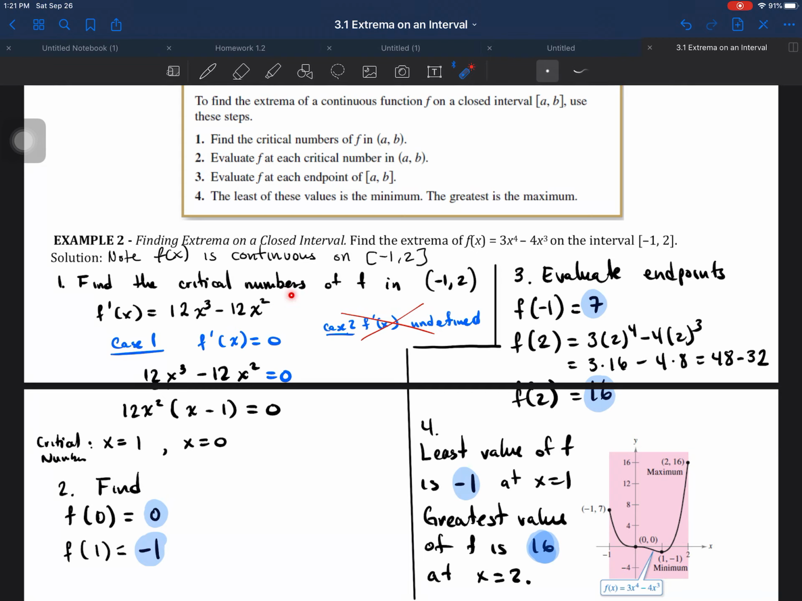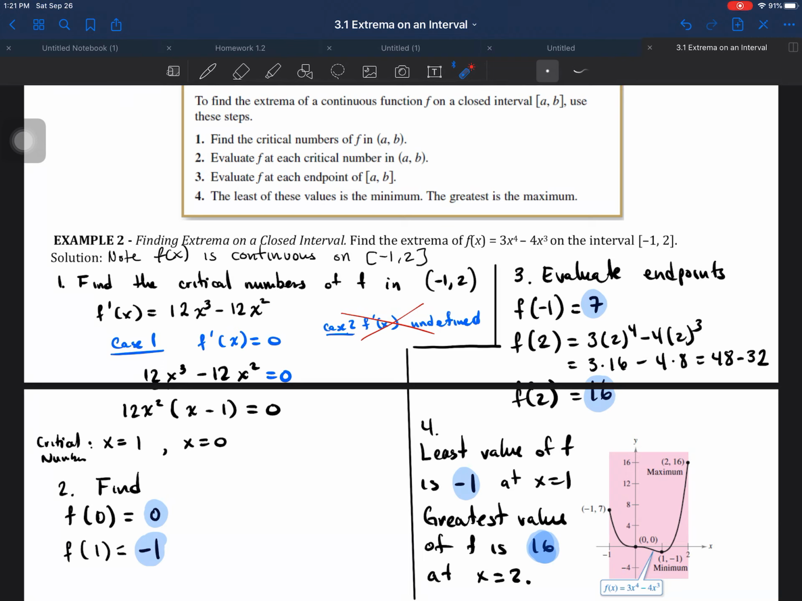So find the critical numbers, and we know that we can find the critical numbers by finding the derivative and finding where the derivative is 0 and where the derivative is undefined. So we're going to break this into two cases. So let's find when the derivative is 0. So set it equal to 0, and then find the value of x where this will be true.